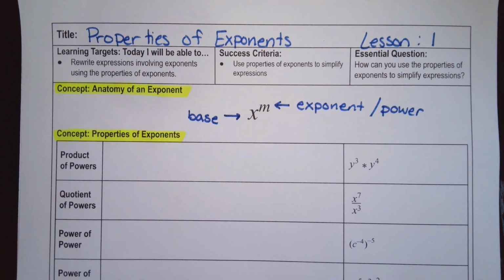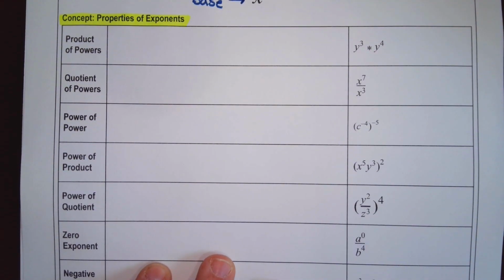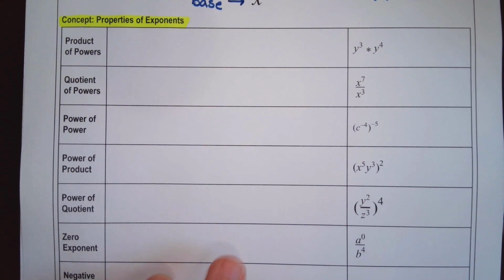So now that we know the anatomy of an exponent, it's time to take a look at all our properties of exponents. We have 7 total. Wait, yeah, 7. I thought I miscounted.